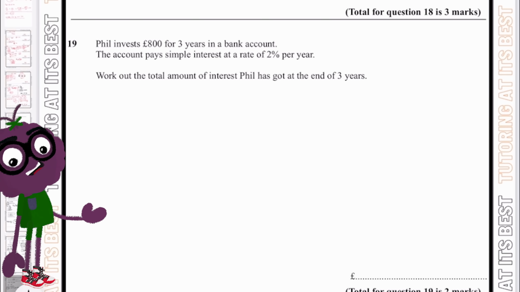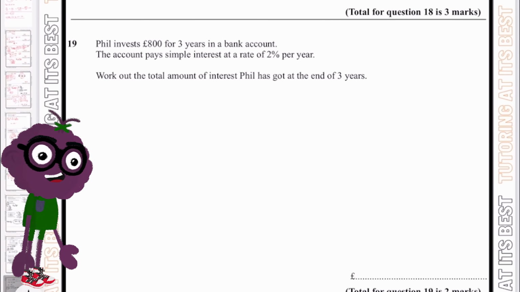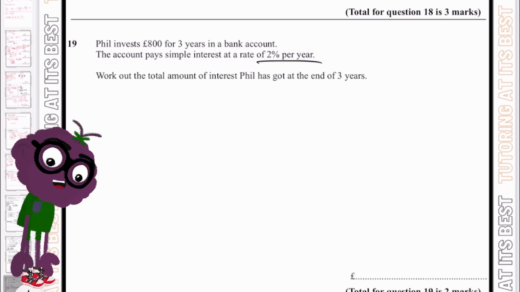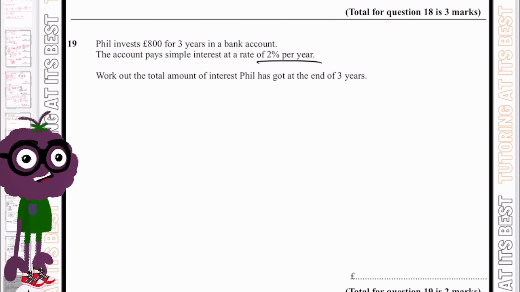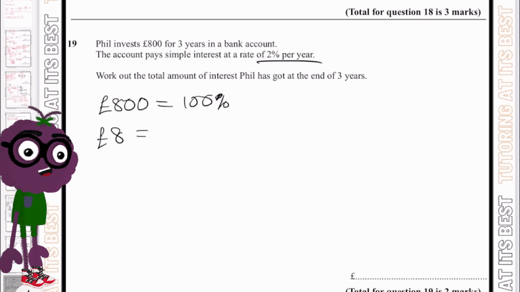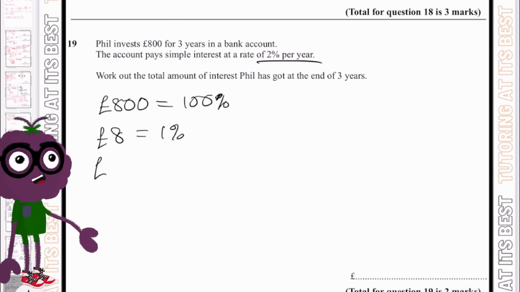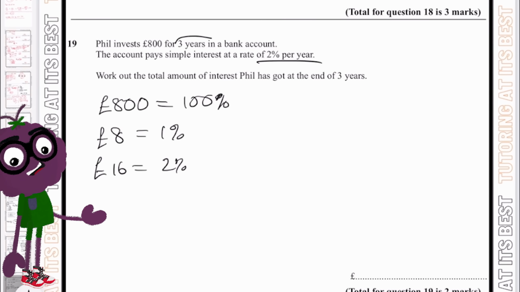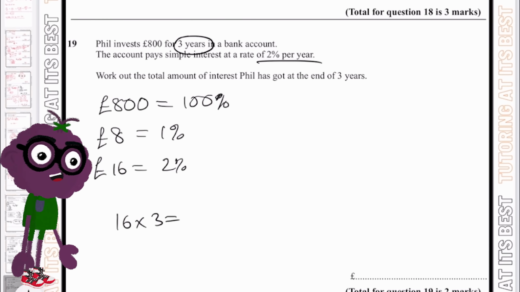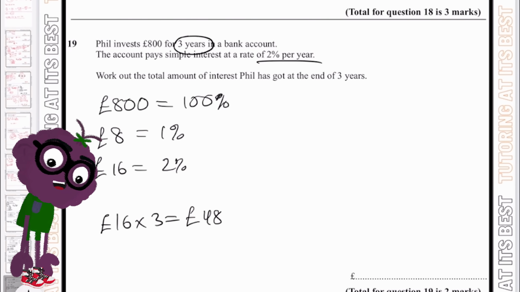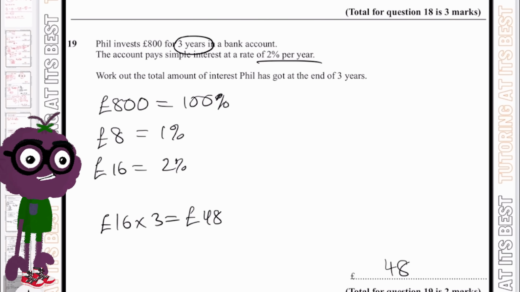So Phil invests £800 for 3 years in a bank account, and it pays simple interest at a rate of 2%. So once again, we'll work out 2% of £800. Well, we know that 800 is 100%, so £8 will be 1%. And if we're working out 2%, we know that will be £16. And because Phil is investing this for 3 years, we can now multiply 16 by 3, which will give us £48. So the total amount of interest that Phil will get is £48.